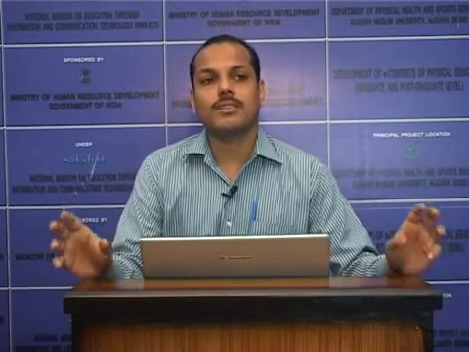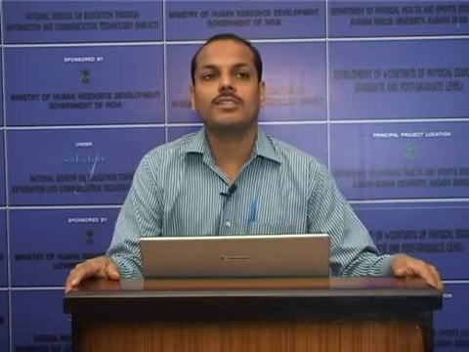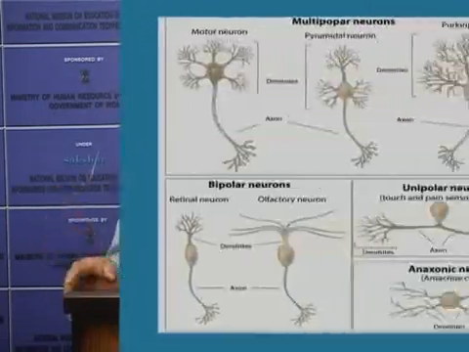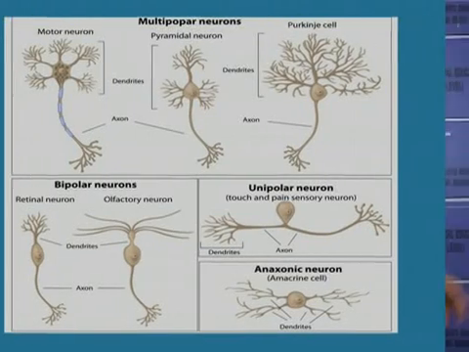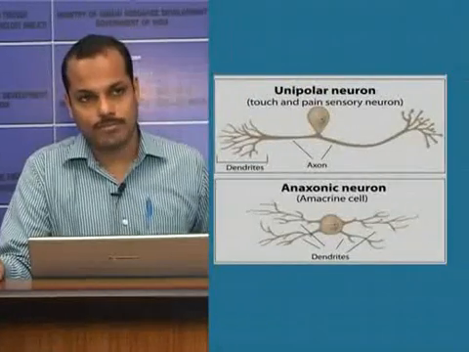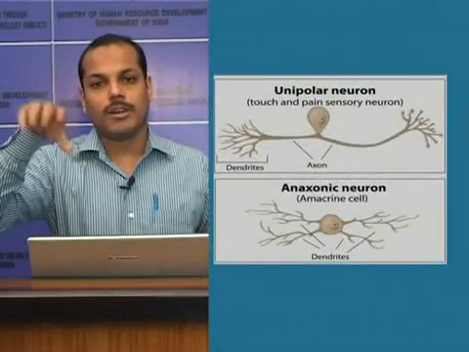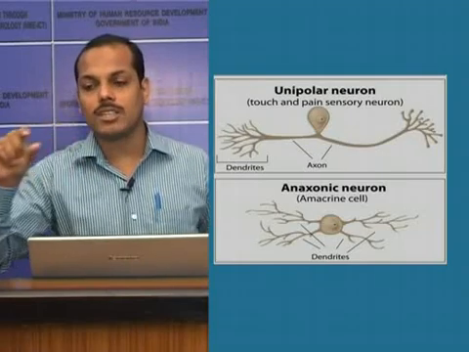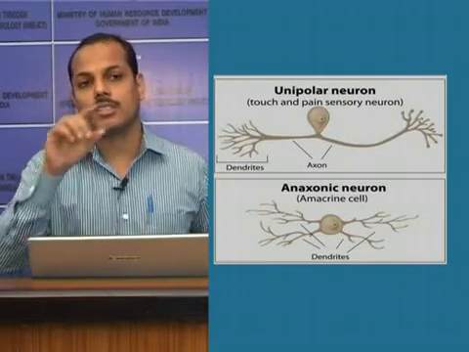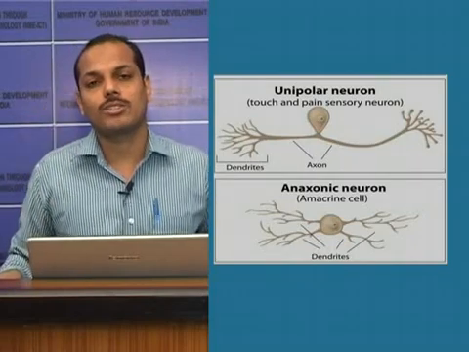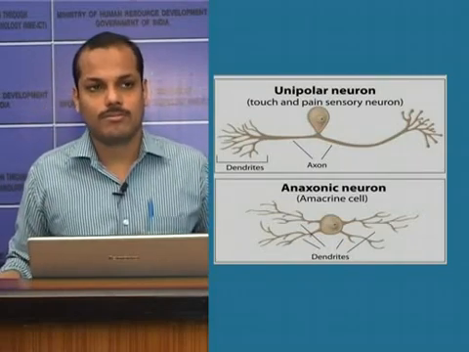Now, based on the fibers extending from the cell body, neurons can be classified into three: unipolar, bipolar and multipolar. All neurons will have a cell body. From the almost rounded cell body, if only one extension is there, this type of neuron is called a unipolar neuron.